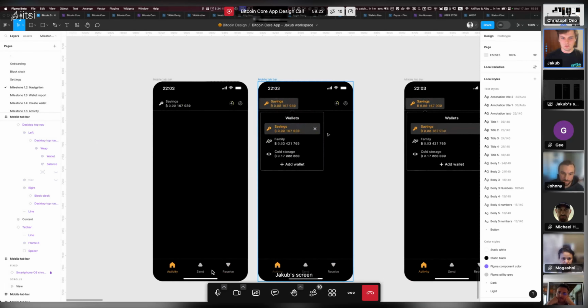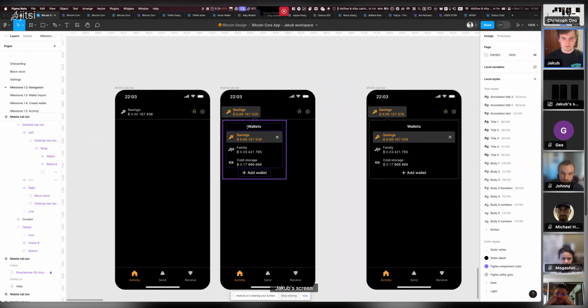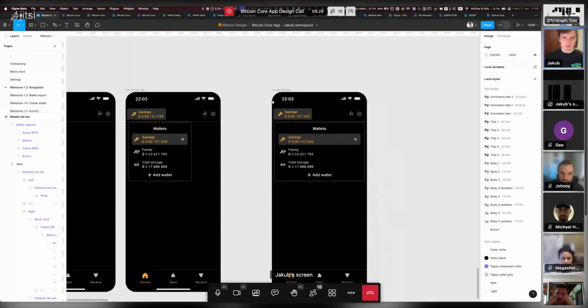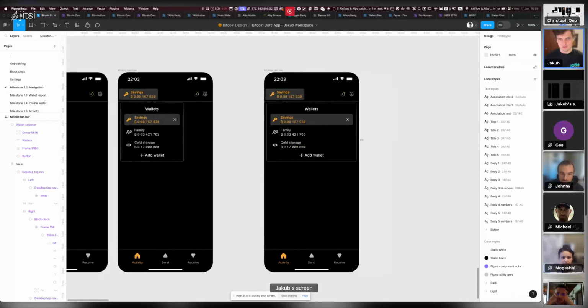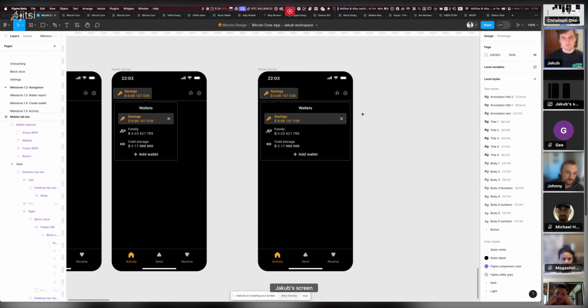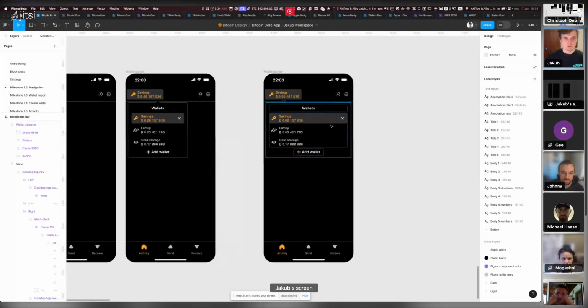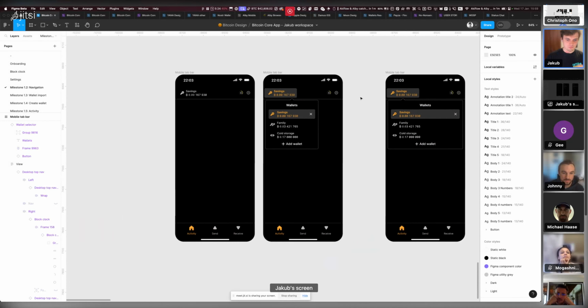And then there's another question, how the wallet selector could look. It can be exactly the same as desktop, or maybe we can make it wider for easier selection. And that's kind of a separate issue.